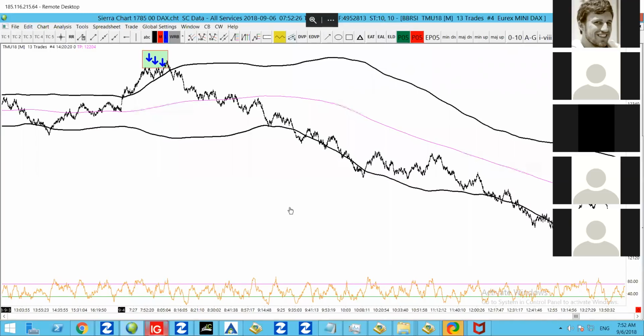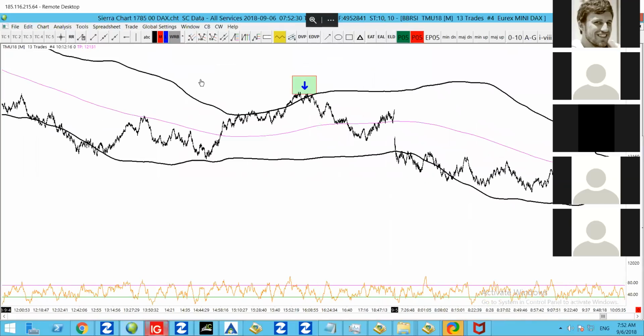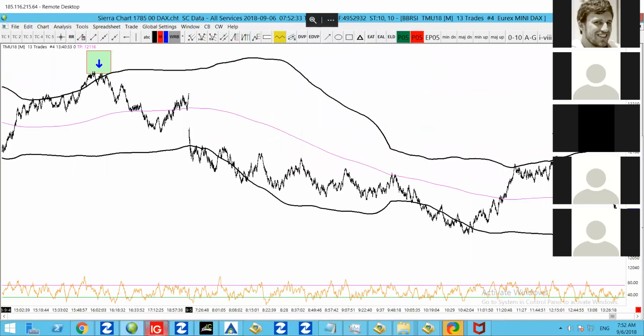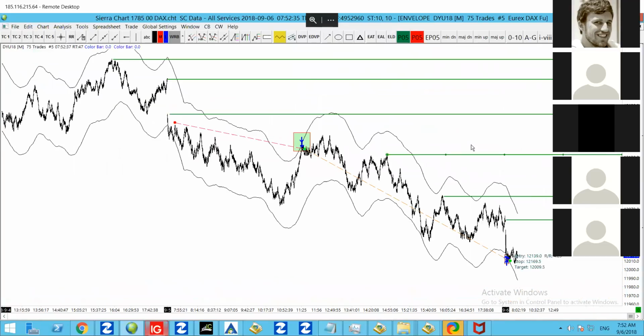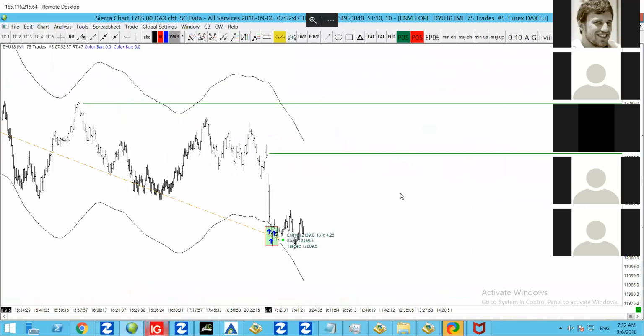All right, this template is available on the forum for members. If you've got Sierra Chart, you can download that chart book and you'll have access to this strategy. The envelope strategy, the most recent ones were these two sell signals from yesterday. And we're now currently sat on some buy signals from there. Do with that what you will.